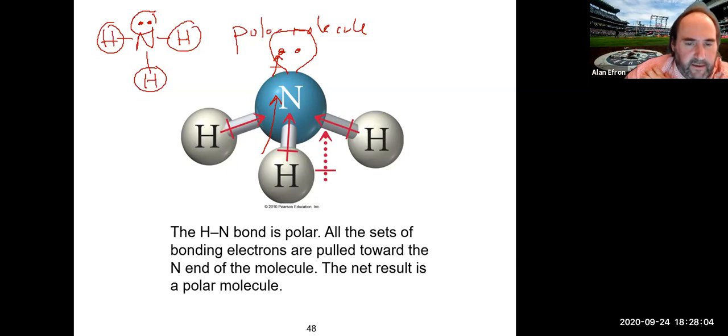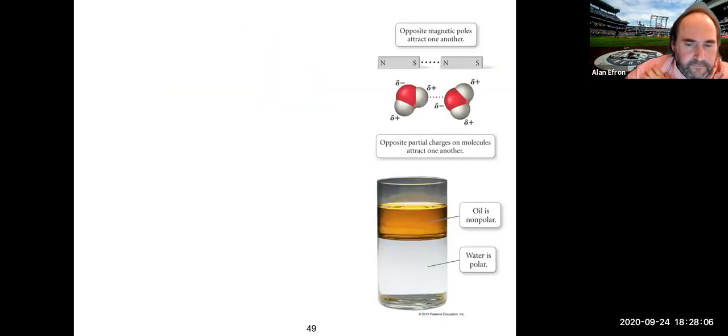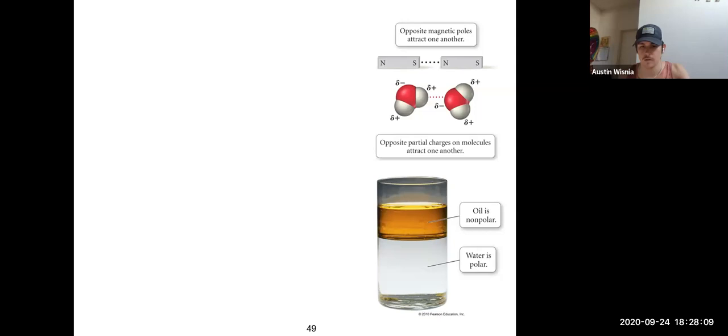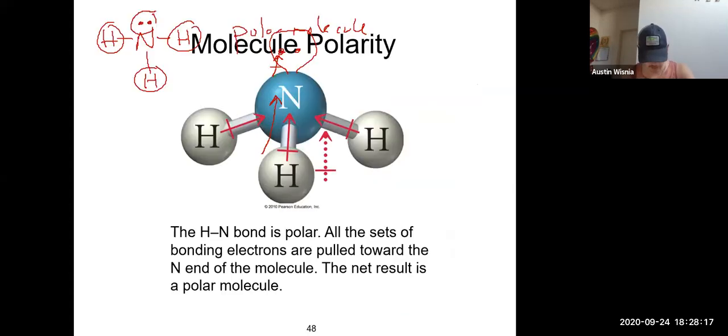Question on that there? I had a question about shape versus geometry. Yeah. So would that last one, NH3, be considered tetrahedral, but be trigonal pyramid geometry? Yeah, or would you just pick one?